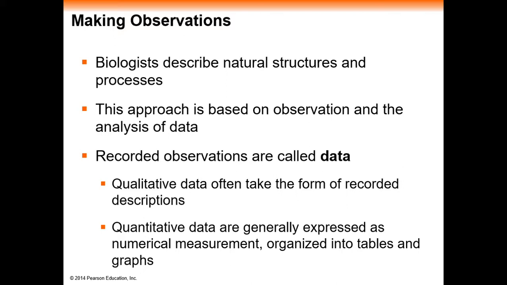Quantitative data is the second kind of data, and quantitative data are numerical measurements. So these are types of data that have numbers attached to them. Things like blood pressure, maybe the number of leaves on a plant, maybe the amount of time it takes for seeds to germinate. Any kind of data that has a number attached to it would be considered quantitative data. And usually we can express these quantitative data in the form of charts or graphs or tables.